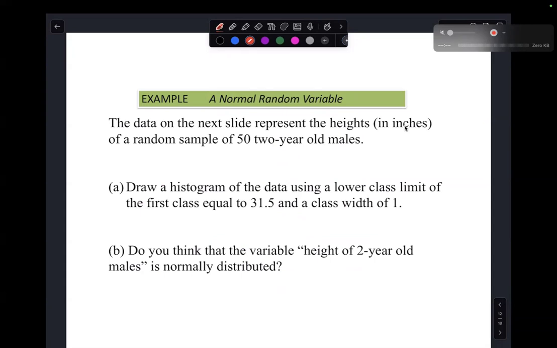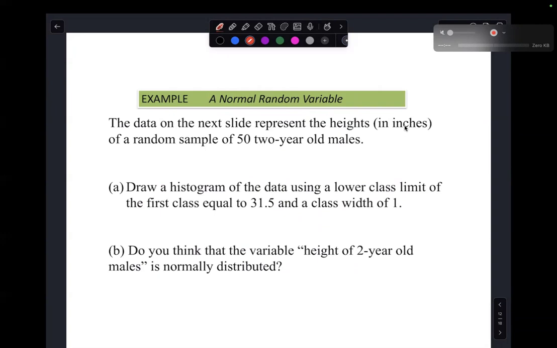On the next slide, we have the height in inches of a random sample of 50 two-year-old males. So a bunch of two-year-old boys, we got their heights. We're going to draw a histogram. Our class width is going to be 1. It's going to start at 31.5 inches and go up however high it is.